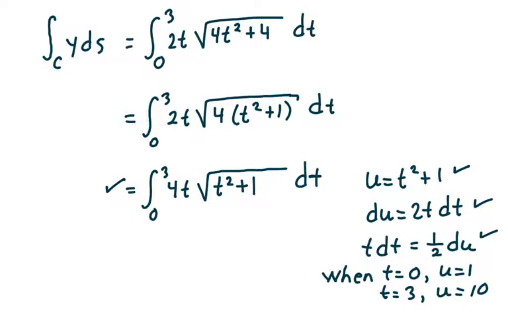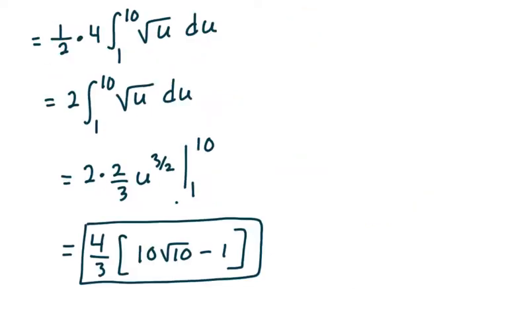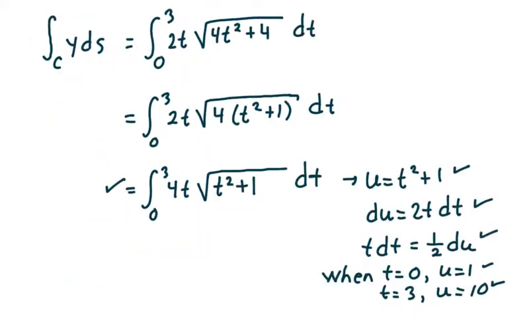But remember that our limits of integration are in terms of t, and we want to transform them in terms of u. So when t is 0, I'm going to plug that in up here and get u equals 1. And when t is 3, u is 10, because 3 squared plus 1 is 10, right? So I'm going to get 1/2 times 4 times the integral from 1 to 10 of square root of u du, right? And the 4 just came from that constant right there.